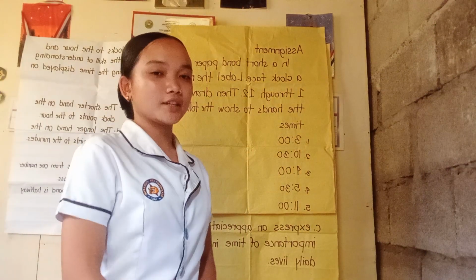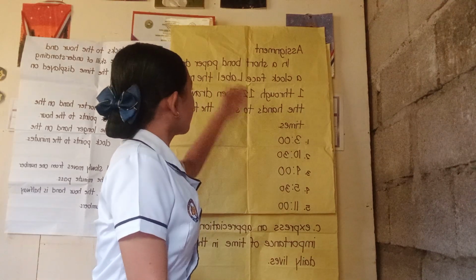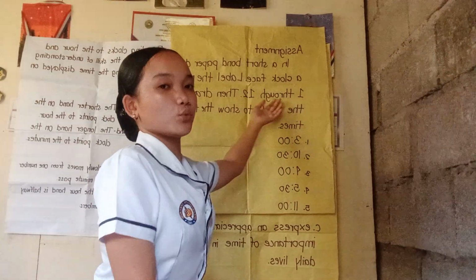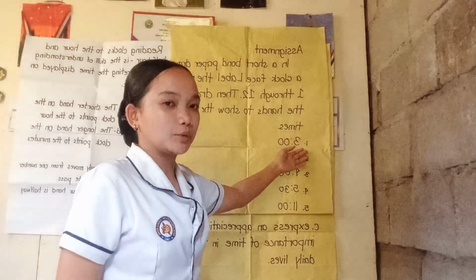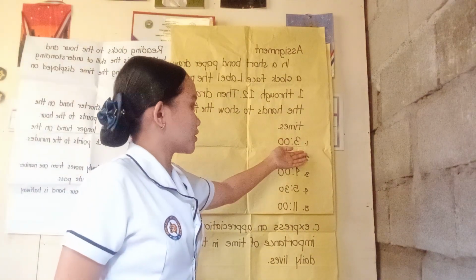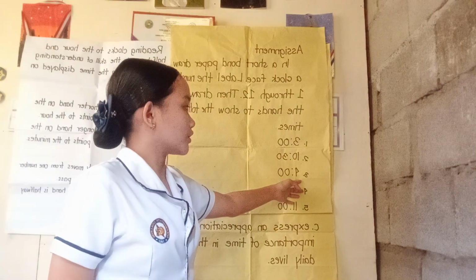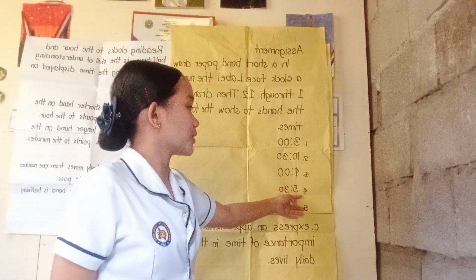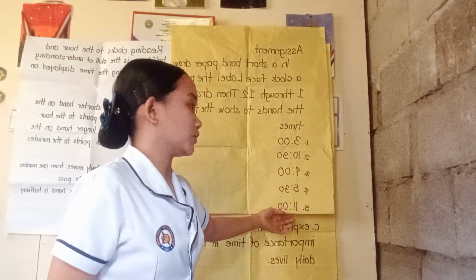Let's go to our assignment. So our assignment is, on a short bond paper, draw a clock face, label the numbers 1 through 12, then draw the hands to show the following times. Number 1, 3 o'clock; number 2, 10:30; number 3, 4 o'clock; number 4, 5:30; and number 5 is 11 o'clock.